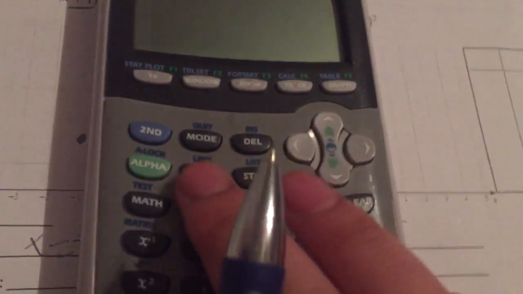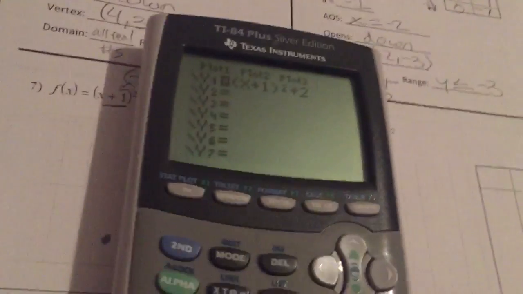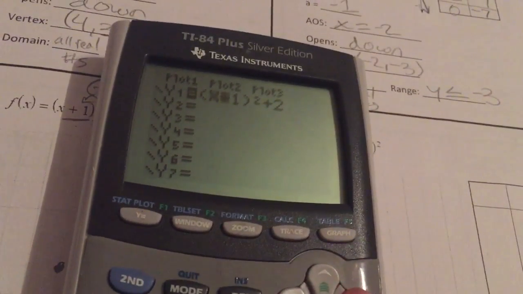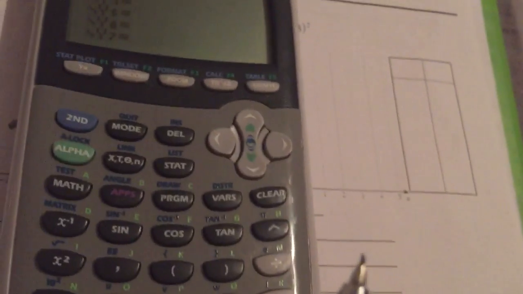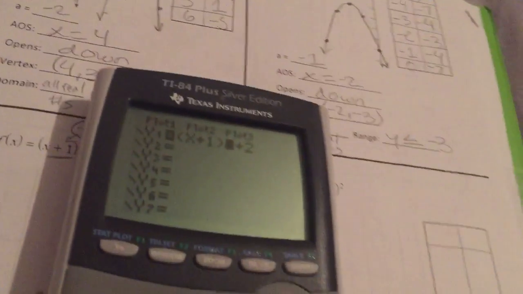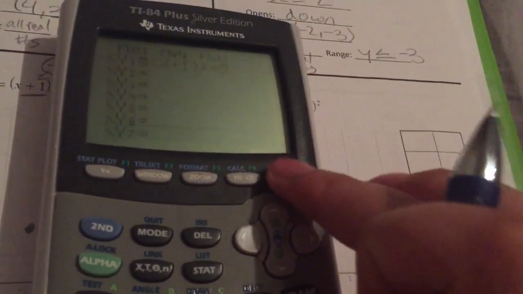Okay. So now we're going to plug it into the calculator. So first you click y equals, which is right here. So y equals, and then you plug it in. So you put parentheses x plus 1, close parentheses. You click the squared button, and to get x, you have to click alpha, and then you click STO. So then you click plus 2, and once you're done with that, you click second graph.